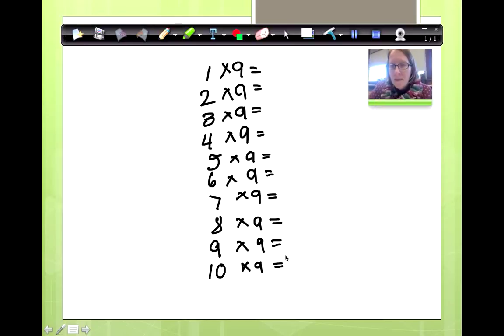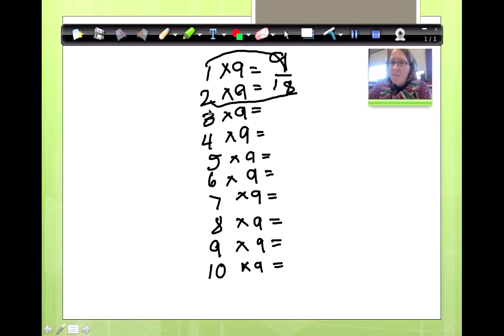Okay, now this time, let's look in the ones place. Let's compare the answer to the number in the ones place. So we know that 1 times 9 is 9, and 9 is in the ones place. Now I want you to compare and see what is the same about this and this. 2 times 9 is 18. This time we're looking in the ones place. What's up with 2 and the 8?